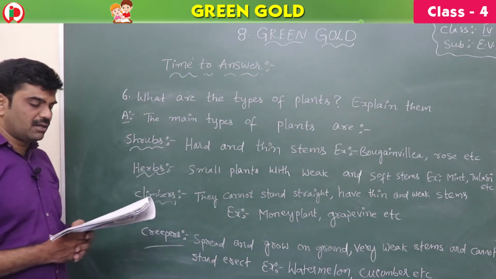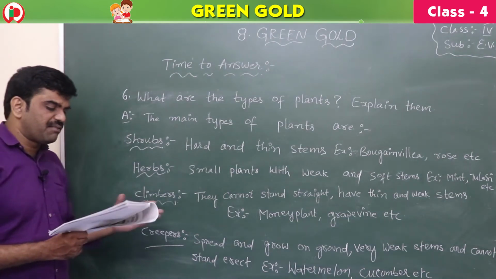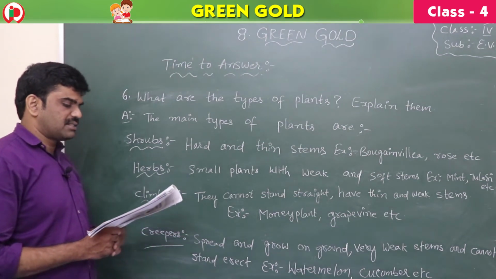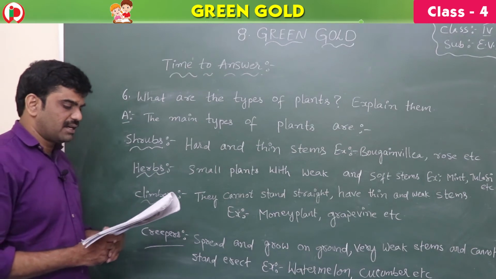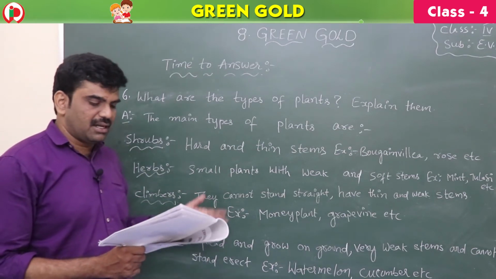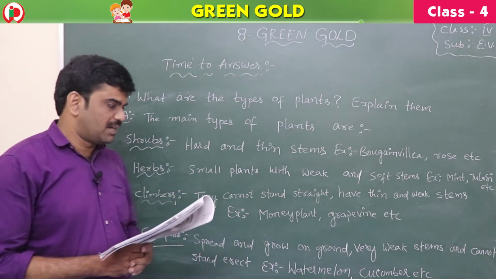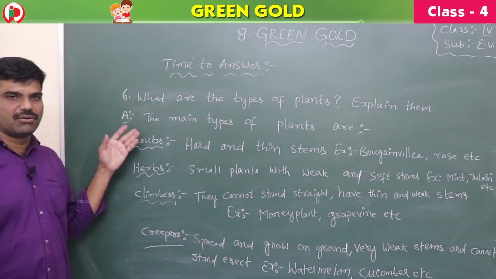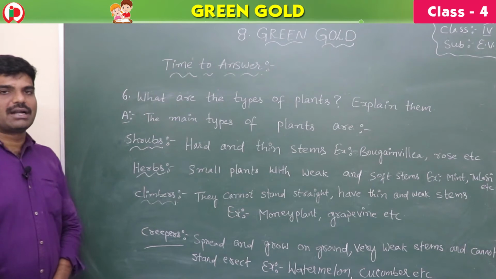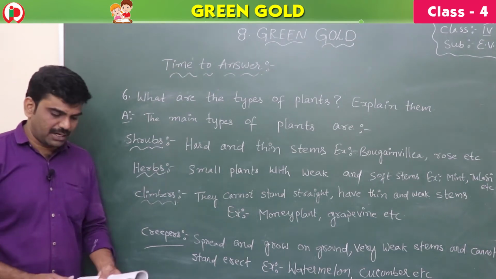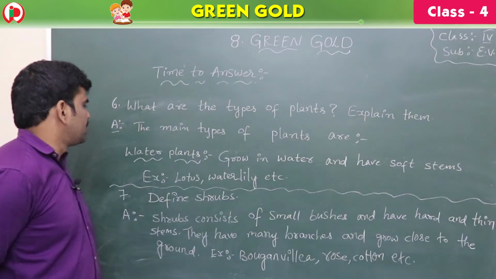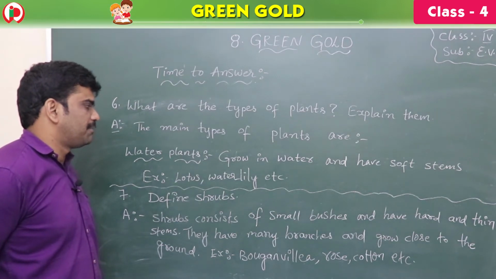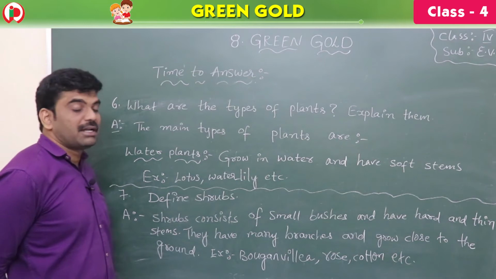These spread and grow on the ground. They have very weak stems and cannot stand erect like climbers, children. Example is watermelon, cucumber. So here these are the 4 types, and the 5th type is water plant. What is the 5th type? Water plant. Children, now see the water plants. So herbs, shrubs, creepers, climbers, water plants.